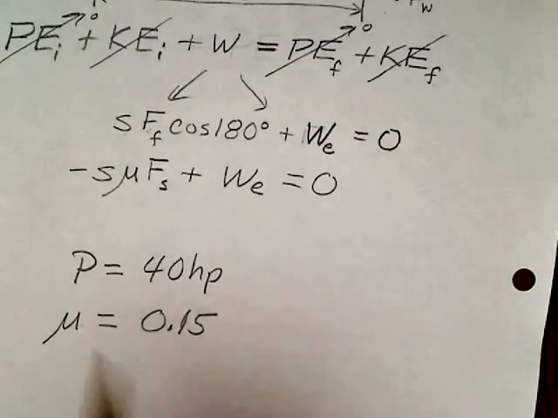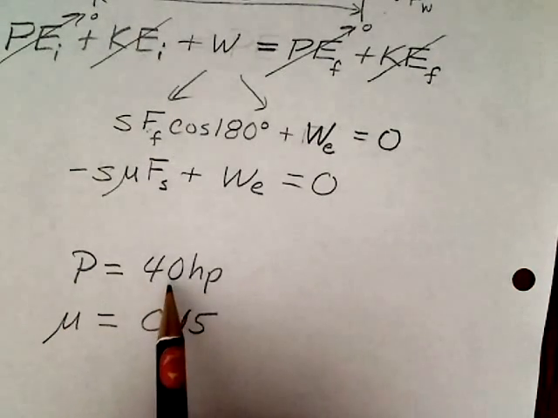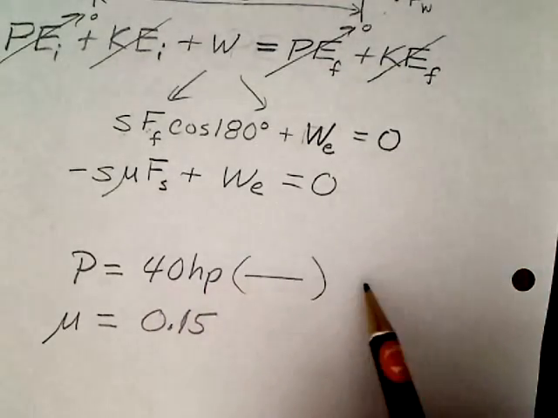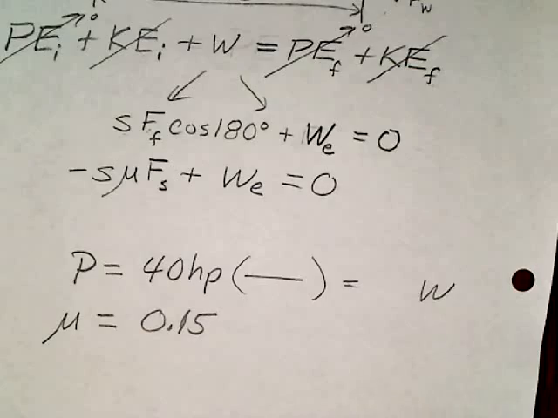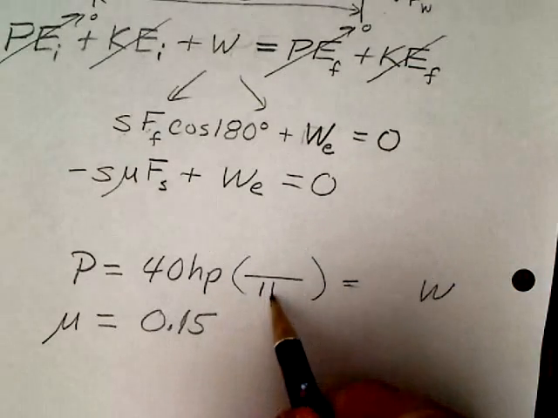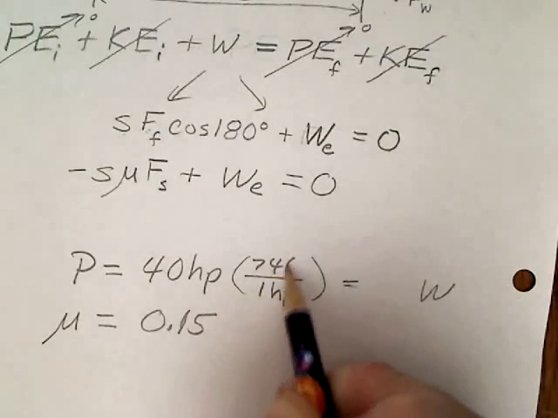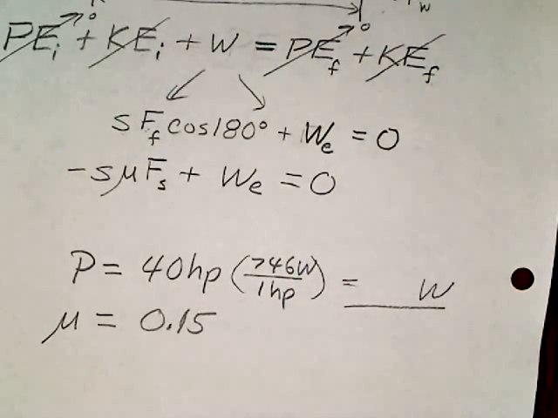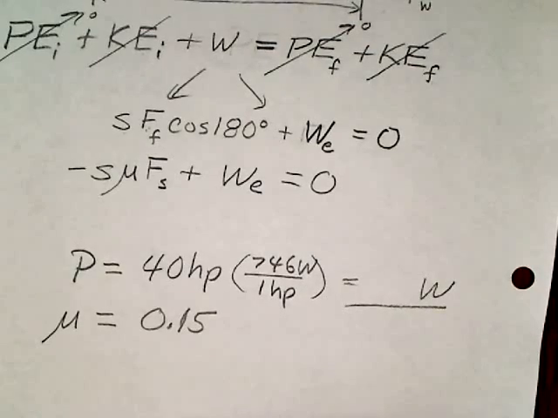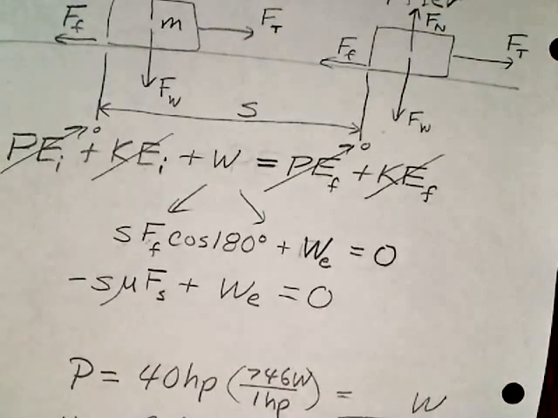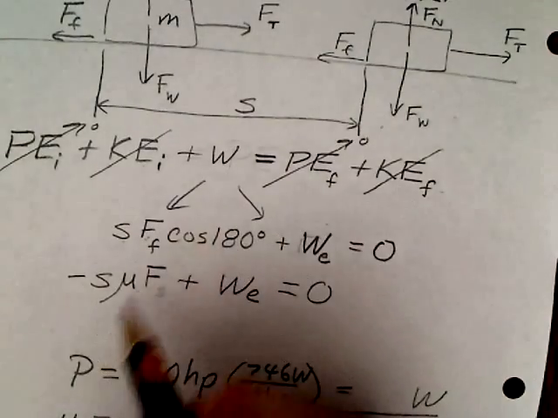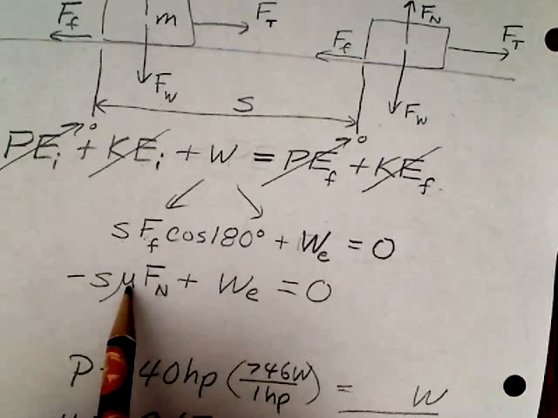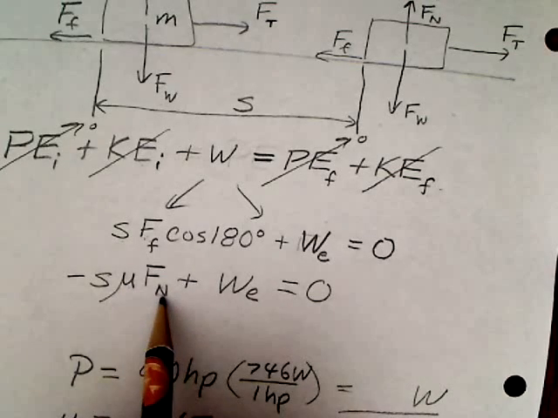Now we're given in the problem that the power from the engine is 40 horsepower, and you can convert that over to watts using 1 horsepower equals 746 watts. So you get a number here in watts. Oh, looks like I made a mistake here. This should be the normal force. So the frictional force is the coefficient of kinetic friction times the normal force.